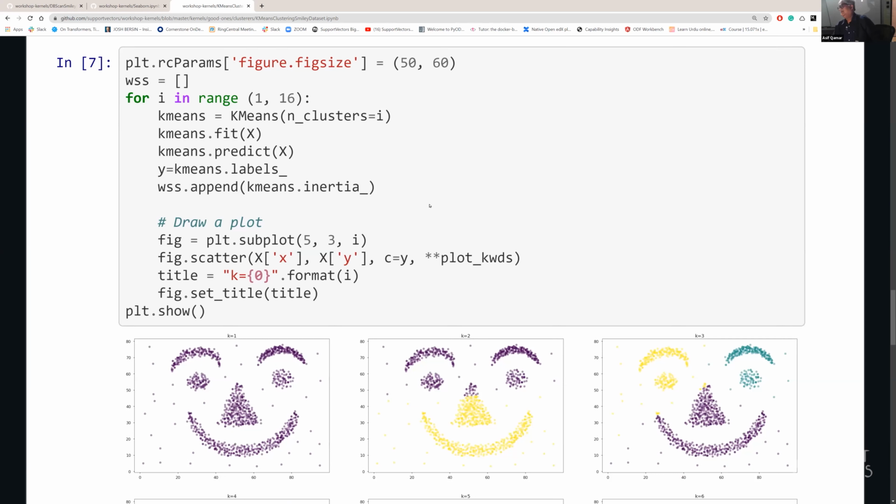Go ahead, Ani. So for DBSCAN, how do you choose the hyperparameters? Do we always have to visualize and check? Yeah, I'll show you.